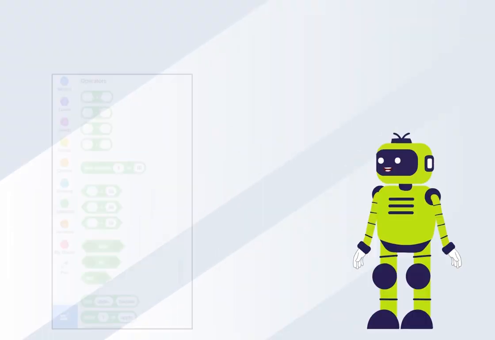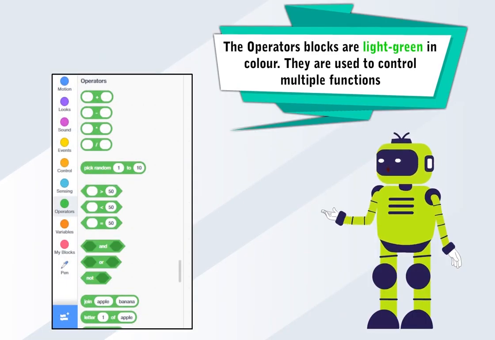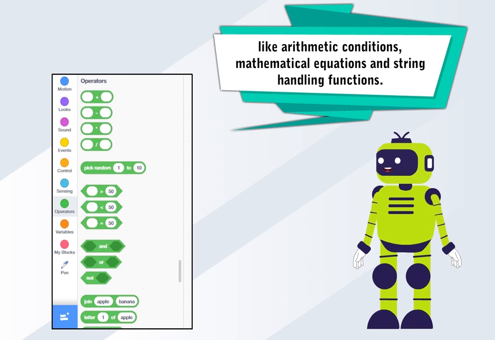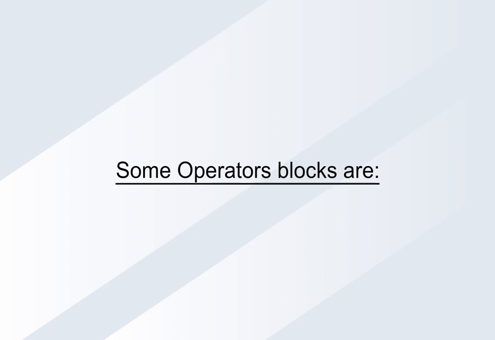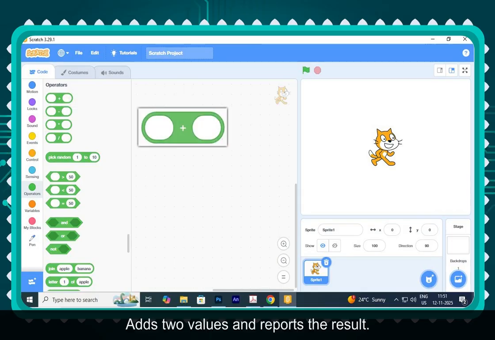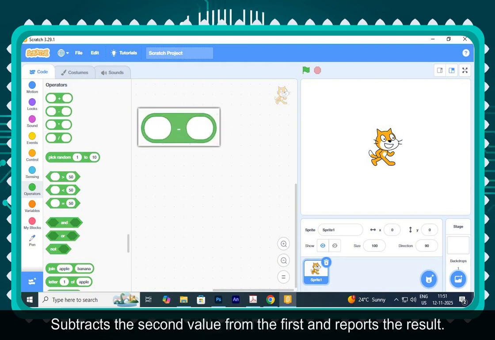Operators blocks. The operators blocks are light green in color. They are used to control multiple functions like arithmetic conditions, mathematical equations, and string handling functions. They are used for both sprites and for backdrops. Some operators blocks are: Plus adds two values and reports the result. Minus subtracts the second value from the first and reports the result.